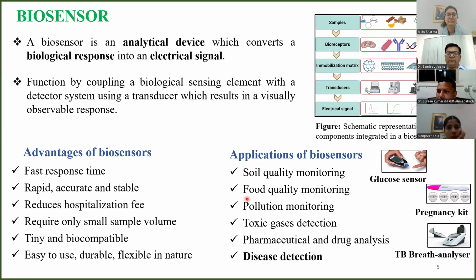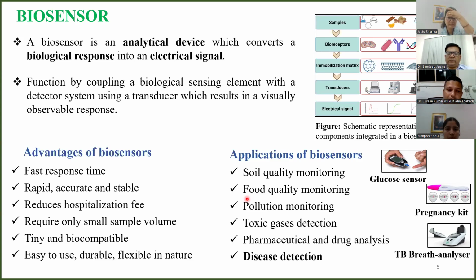Transducer: generally we are using an electrochemical analyzer, but along with this, several other transducers are also used. Electric signals are generated in the form of cyclic voltammetry, differential pulse voltammetry, or impedance spectra. So several electric signals can be generated.